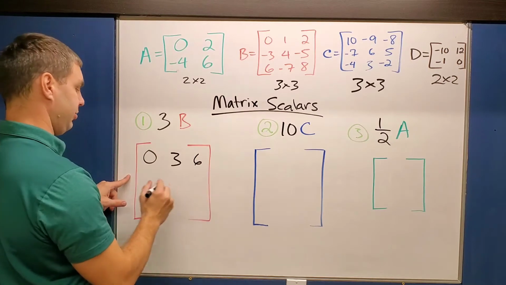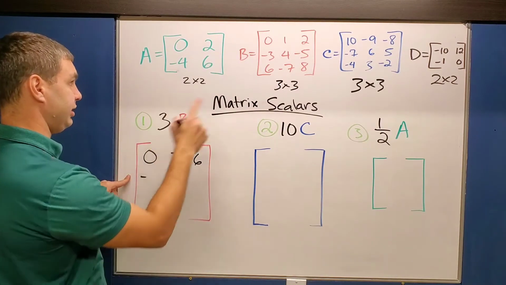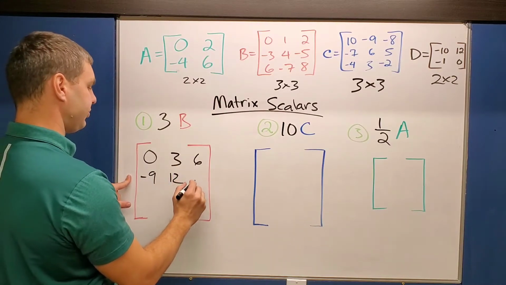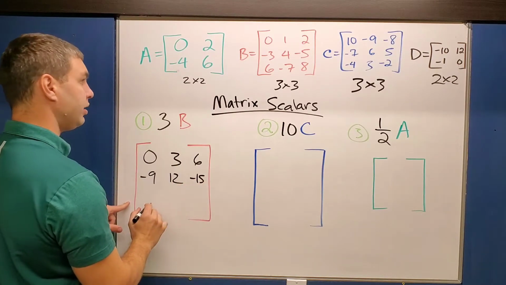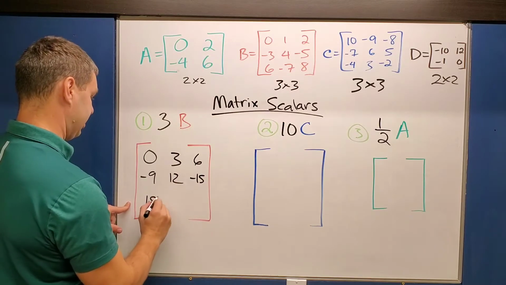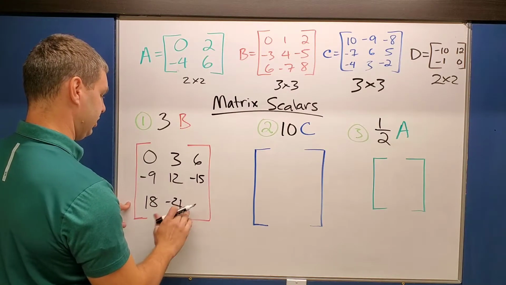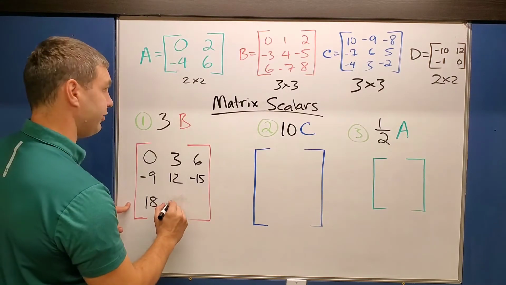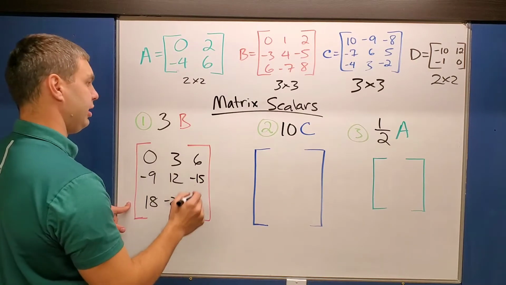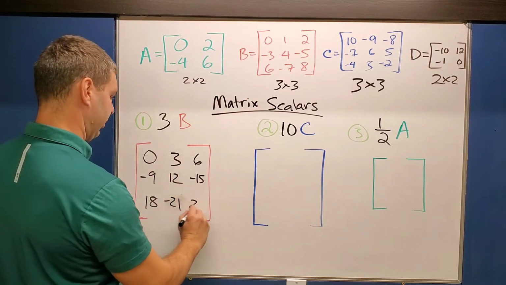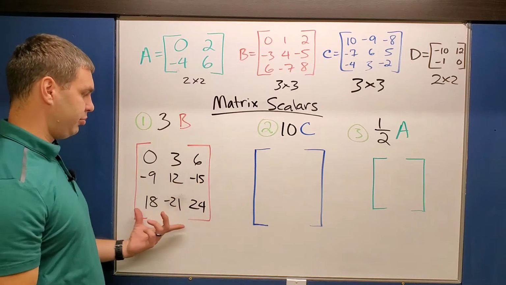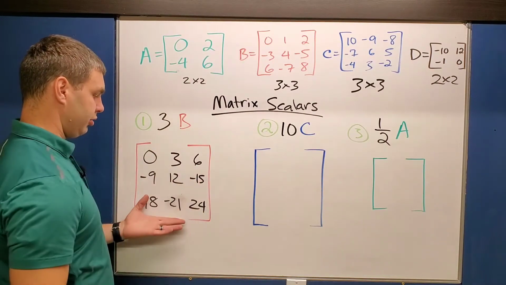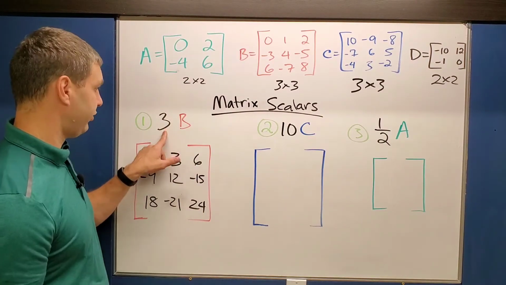The next row is going to be, let's see, 3 times negative 3 is negative 9. 3 times 4 is 12. This is going to be a negative 15. And then 18, negative 21. Try that again. Negative 21. And lastly, 3 times 8 is 24. Okay, so you still end up with a 3 by 3, but it's just multiplied by that number.